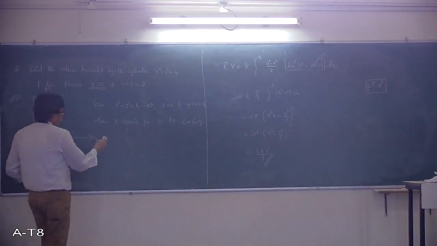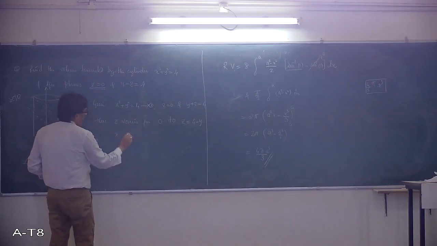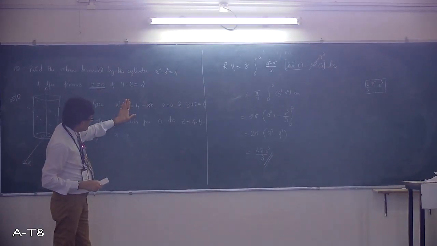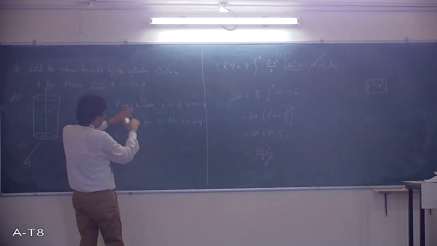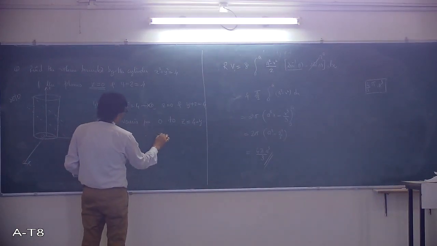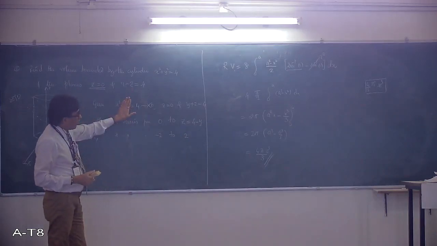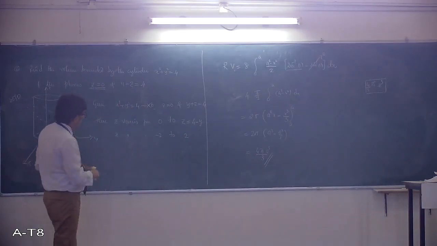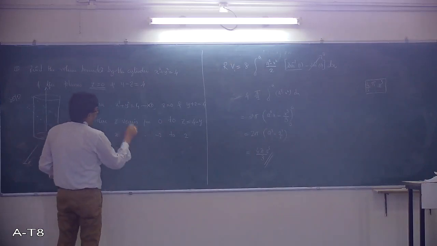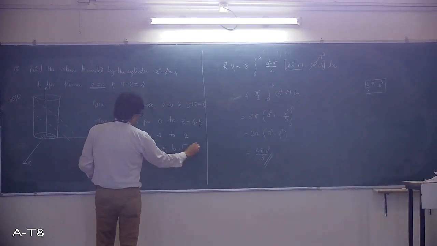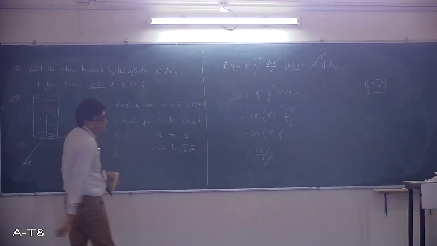Therefore x varies from, when finding the x limit from this equation, x square is equal to 4, so x is equal to plus or minus 2, that is, minus 2 to plus 2. And y varies from, substituting x square on that side, minus square root of 4 minus x square to plus square root of 4 minus x square.